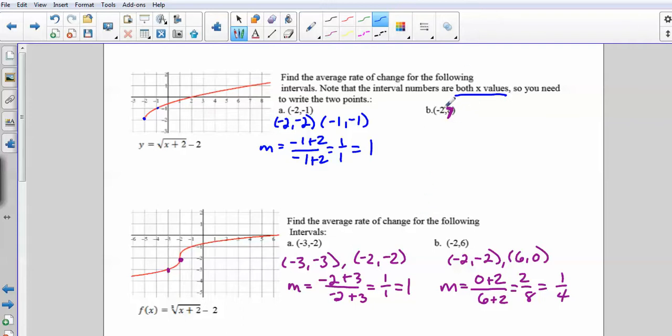In B, you may have a typo. My paper said -2.8, but it should have been -2.7. So I'm going to find the average rate of change on the interval -2 to 7. And -2 still has a y value of -2, so that's the same point. But now I'm going to the point where the x value is 7, and I can see here that my y value is 1, so that would be (7, 1). Find the slope. I have 1 plus 2 over 7 plus 2, so I have 3 over 9, which is 1/3.